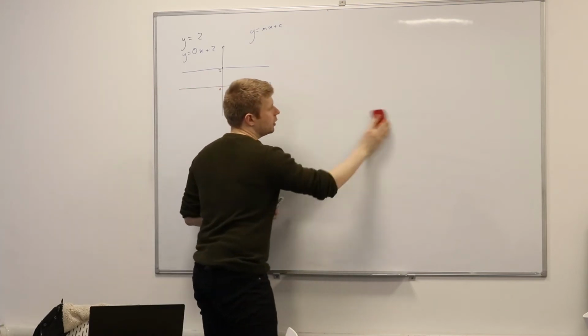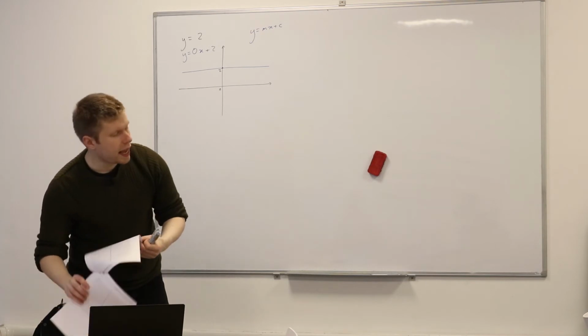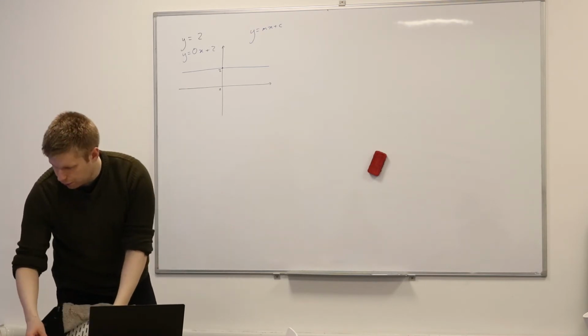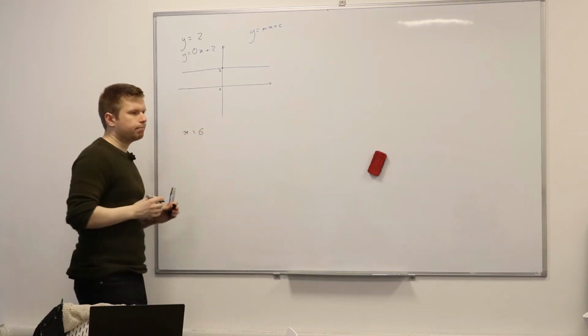Good. All right. What do we get for the next one? So the next one is x equals 6. Can we use that same kind of theory, that same kind of understanding for x equals 6?